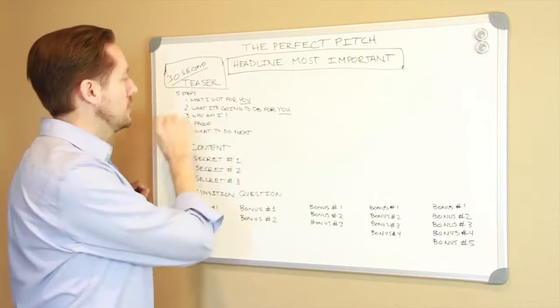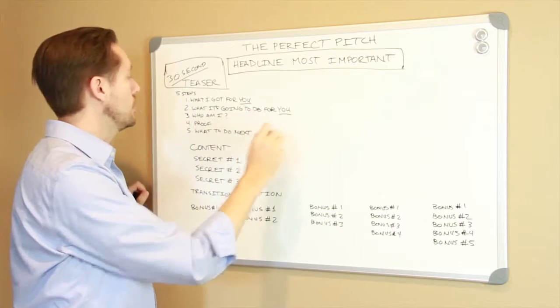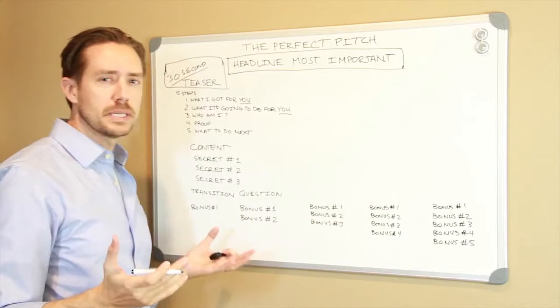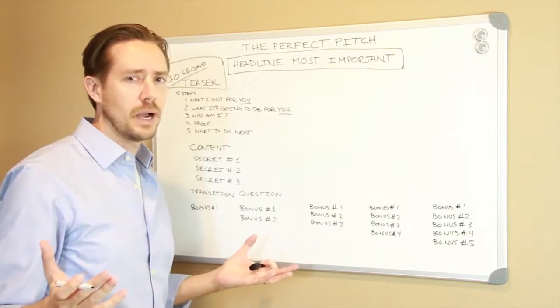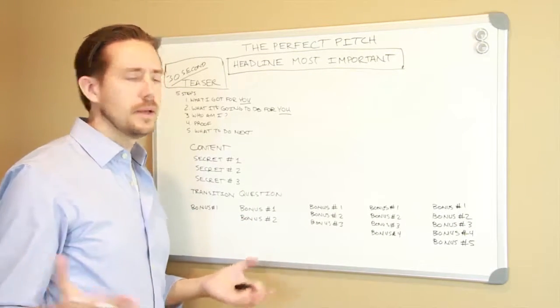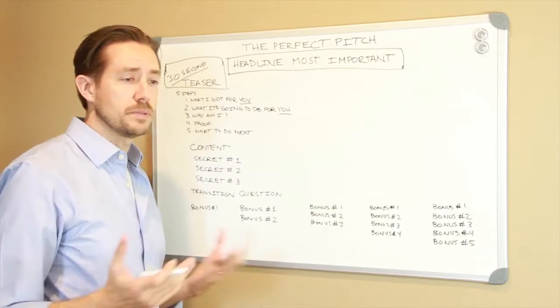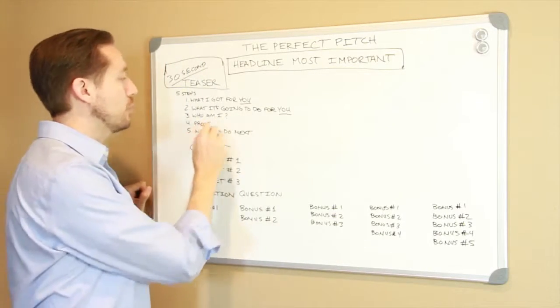But the second thing is what it's going to do for you. And who am I? Now obviously this is an important question, because people don't want to just listen to some Yahoo working out of their basement, right? They want to know what you did and what it's going to do for them, and they want some proof of it. So the next step is proof.